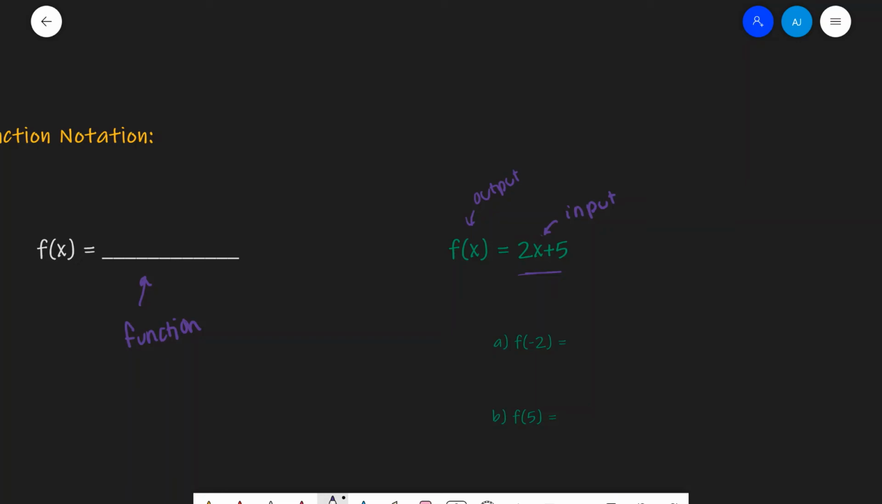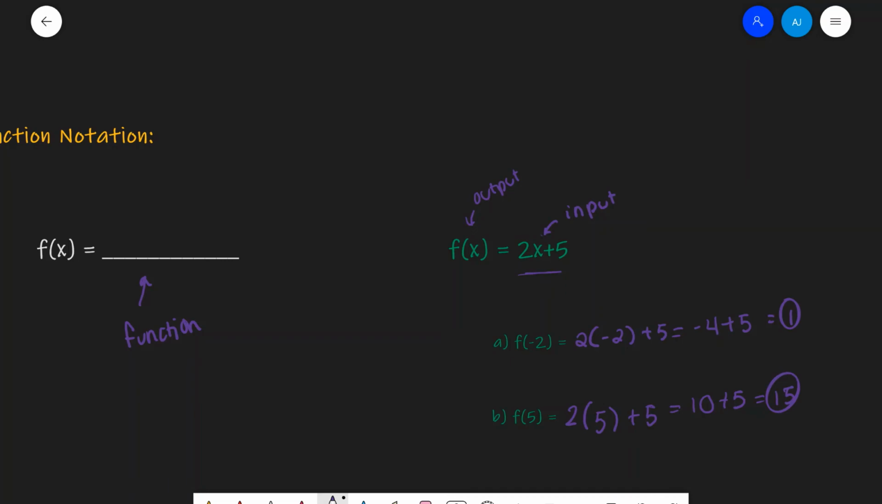Thus, you would substitute negative 2 for x into the equation and find the output. So in this case, you would say 2 times, you would substitute negative 2 for x, so it would be 2 times negative 2 plus 5. And once this is calculated, it would be negative 4 plus 5, which is equal to 1. So f of negative 2 is 1. Similarly, for f of 5, you would substitute 5 for x into the equation, so it would be 2 times 5 plus 5. And from there, just basic arithmetic. So in that case, it would be 10 plus 5, which would equal 15.